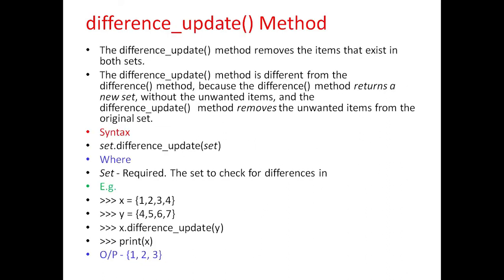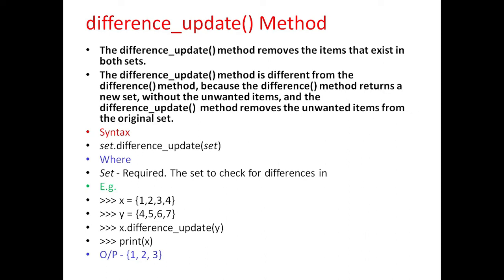Next is difference update. The difference update method removes the items that exist in both sets. The difference update method is different from the difference method because the difference method returns a new set without unwanted items, and the difference update method removes the unwanted items from the original set. The general syntax is set.difference_update(set), where set is a required parameter which is used to check the differences between two sets.